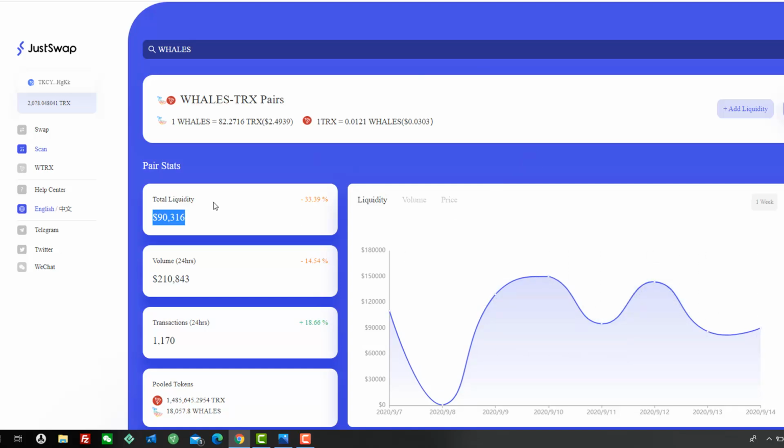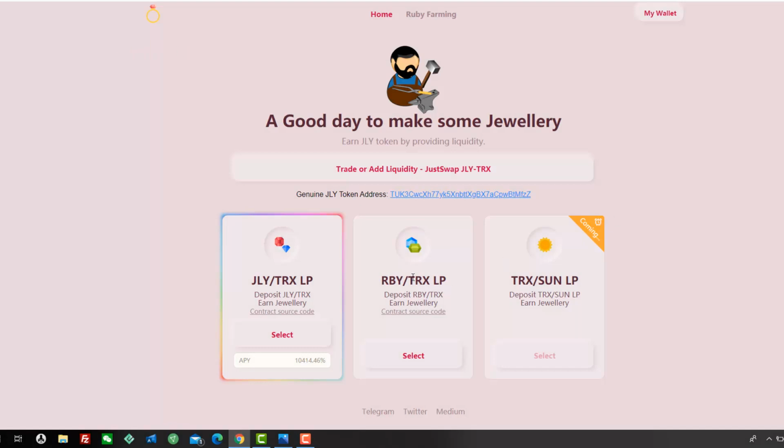Yeah, it's up and down, 90,000 liquidity. Would not touch it with a 9-foot pole. Way too risky.